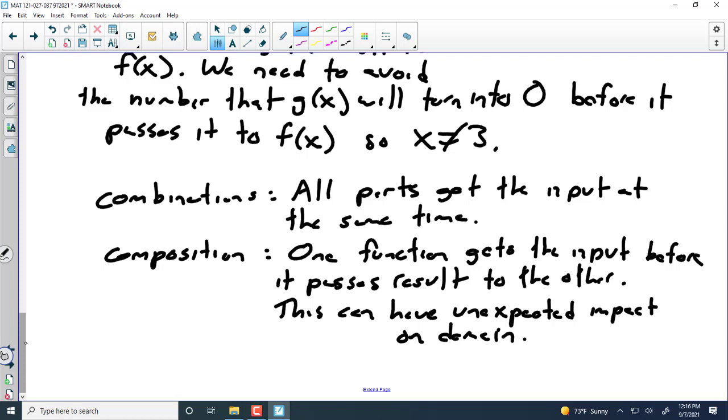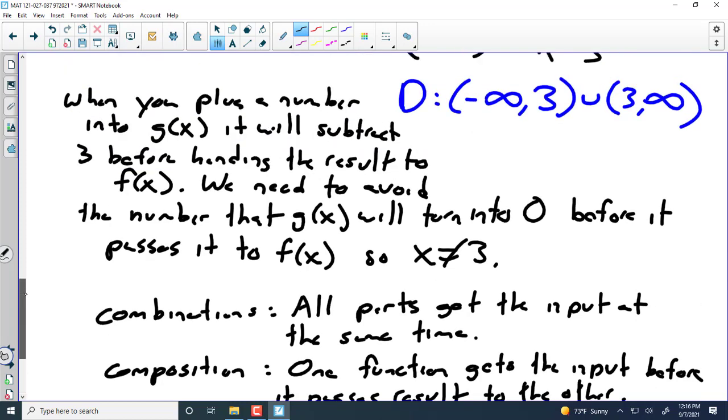And again, you might be thinking, how can 0 suddenly be okay? It's because compositions work differently. One function gets the number first and messes with it before it passes it on. Combination, they all get it at the same time. So, just be careful.